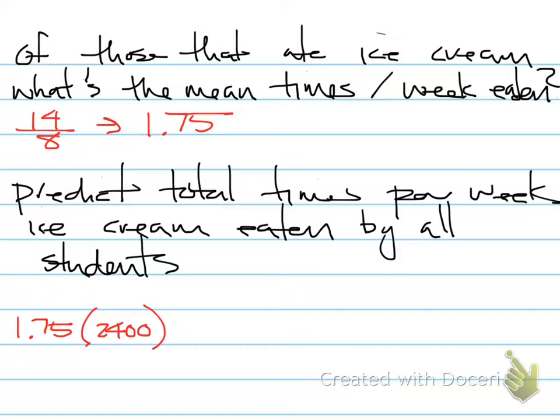And we want to predict the total times per week the ice cream was eaten by all of the students. So there was 80% of the students that said that they ate ice cream. That's where the 2,400 came from. 2,400 is 80% of 3,000. And then 1.75 times 2,400 is 4,200.